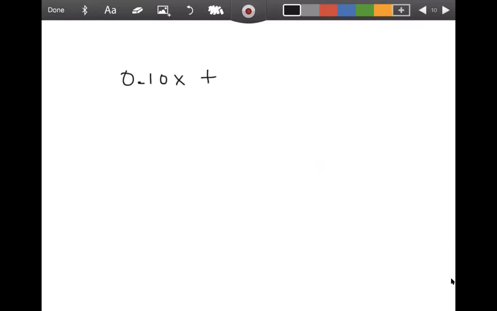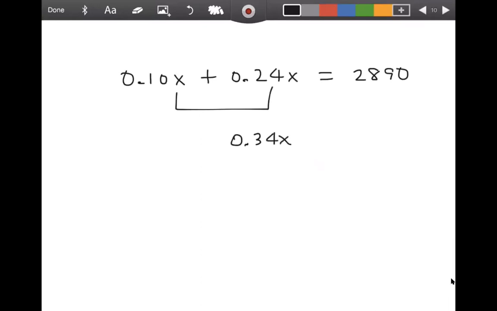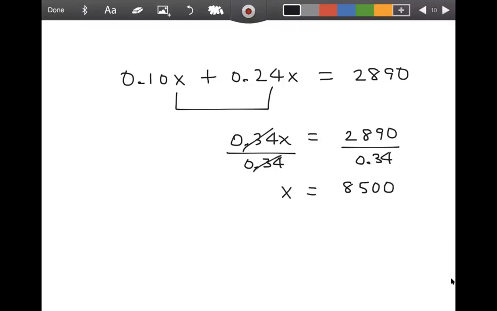0.10x plus 0.24x equals 2,890. Combining those like terms, we get 0.34x equals 2,890. And now we will divide both sides by 0.34, which is going to tell me that X is 8,500. All right, so one last time, let me make sure I answer their question.